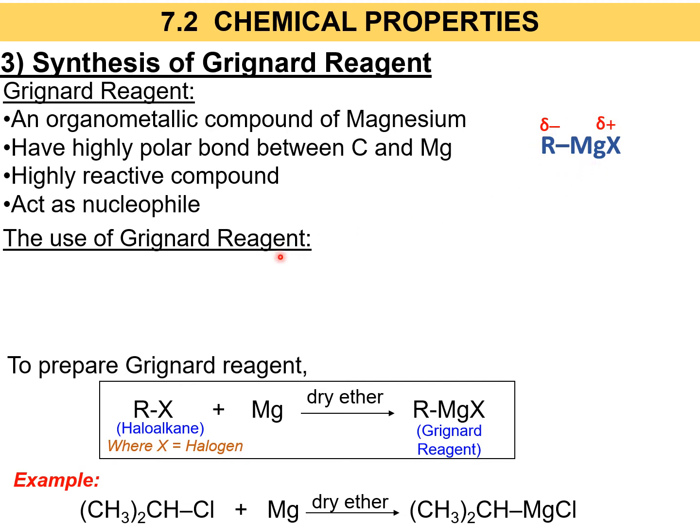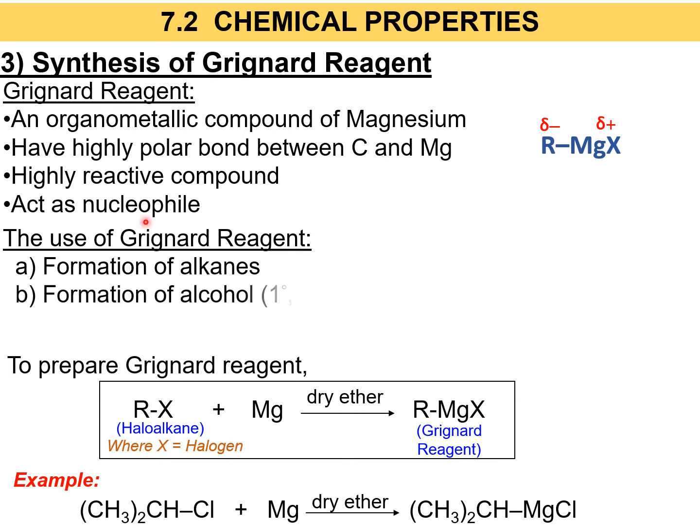So, apa kegunaan Grignard reagent ni? Kenapa kita nak kena hasilkan Grignard reagent? Because from Grignard reagent, we can form an alkane. Kita boleh form alcohol, and also we can form carboxylic acid.